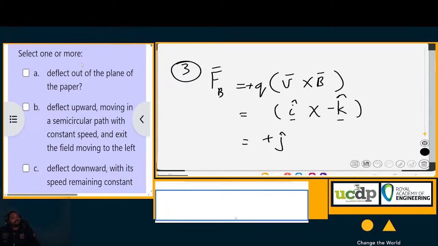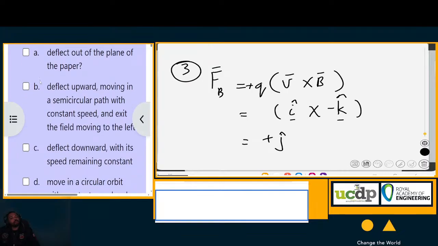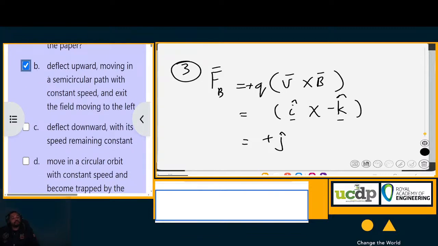So select one or more. It will deflect out of the plane of the paper. No, that is incorrect. It will not deflect out of the paper. B: it will deflect upward, moving in a semicircular path with constant speed, and exit the field moving to the left. That is correct. It will deflect upwards due to the upward magnetic force, and it will exit the field on the left because it's going to be turned around, and its speed will not be altered. So B is the correct answer.